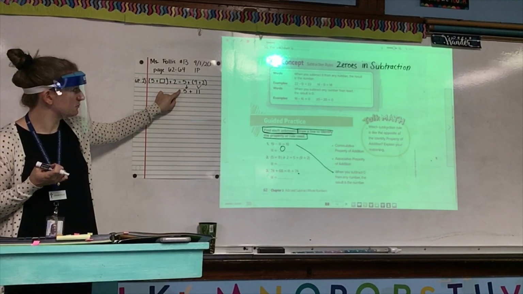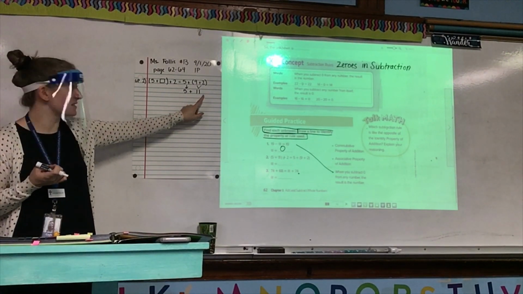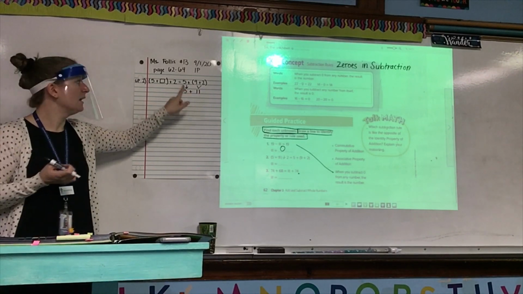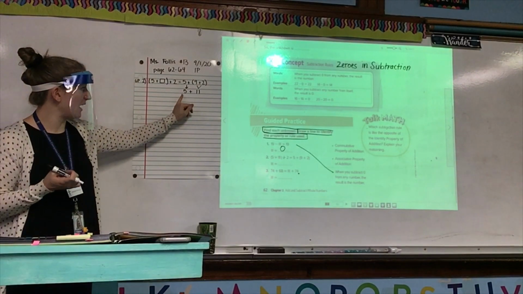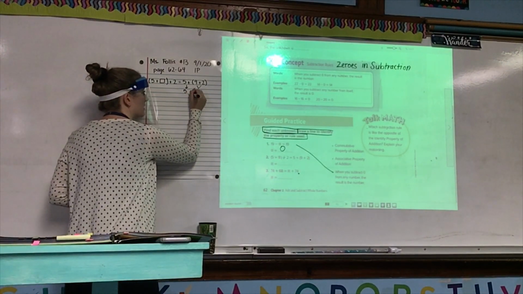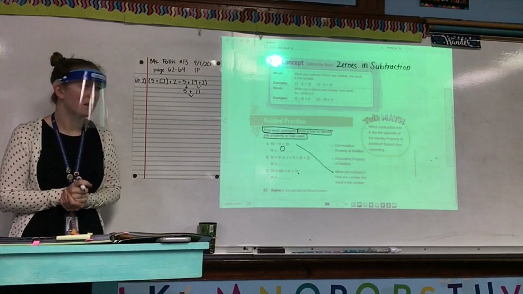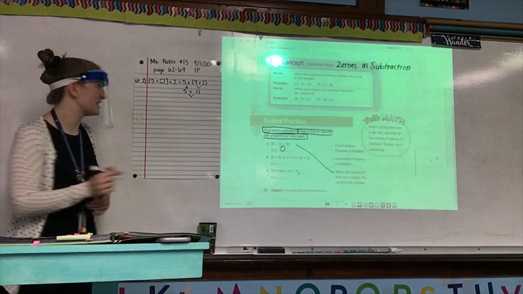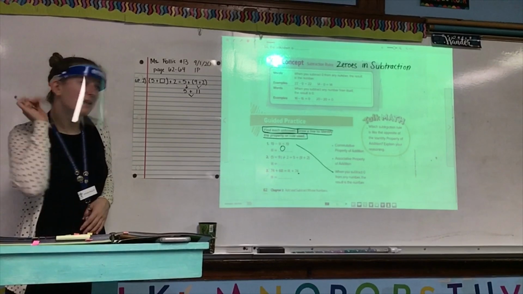5 plus 11, because I solved the numbers in a group. I solved the equation that's in the group. I brought down the rest, so now I have 5 plus 11. So I'm going to do another caret underneath. And Ethan, 5 plus 11 is what? 16.